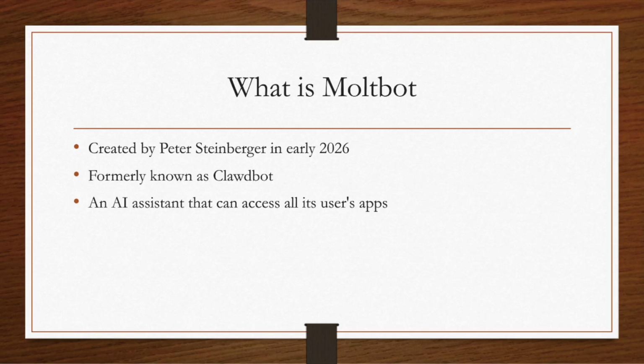So, what is Moltbot? Moltbot is an AI assistant that can access apps similar to WhatsApp, Slack, Discord, Signal, and iMessage. This AI was created by an Austrian developer under the name of Peter Steinberger. Now, this used to be named Claudebot, but unfortunately, due to a few trademark issues, they had to rename it, and they went with Moltbot.